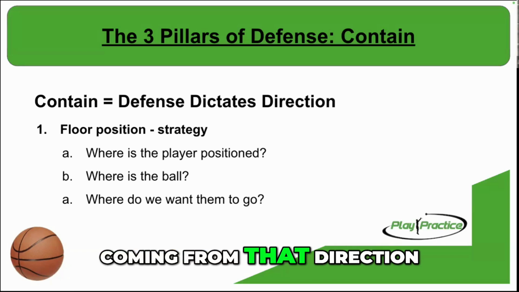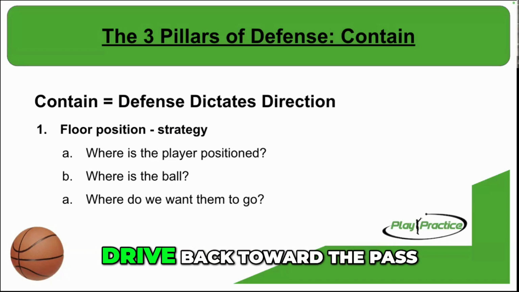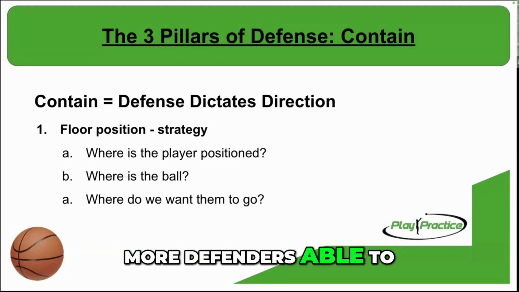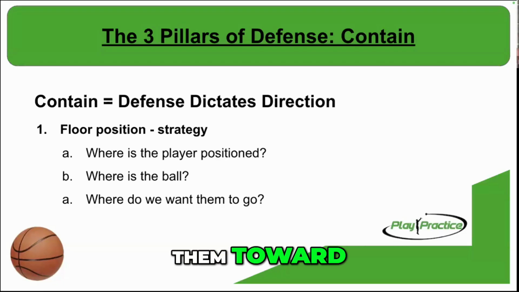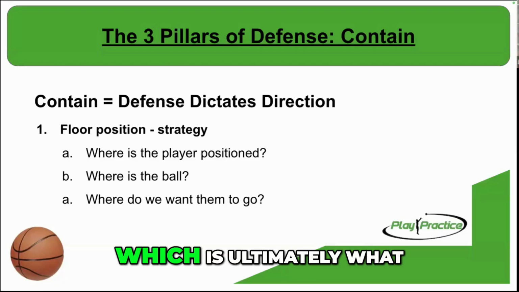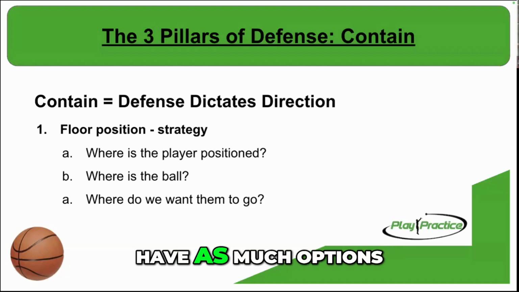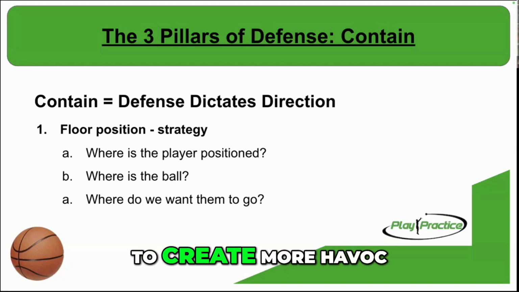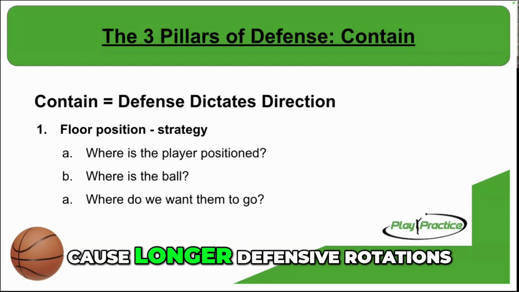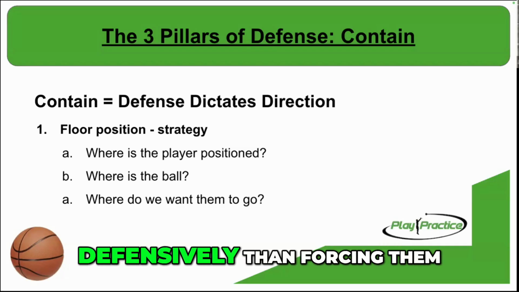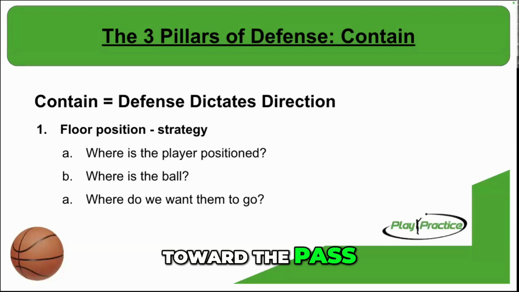All the defense is coming from that direction, and therefore, if we force the drive back toward the pass, they're going to run into more bodies, more traffic, more defenders able to help sooner than forcing them away from the ball, toward space. Ultimately, what we're doing with that baseline strategy is forcing them toward space, where the theory is they're going toward the corner where they don't have as many options, but what we really find is they're going toward more space. And so they're able to create more havoc for the defense, cause longer defensive rotations to stop them, and create a lot more complications defensively than forcing them toward the pass where they get stopped sooner.